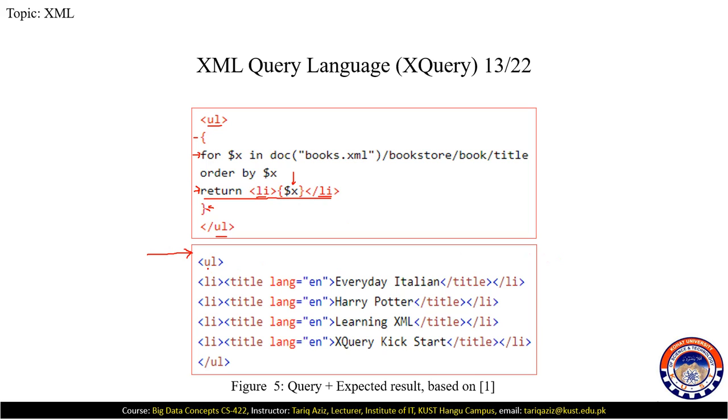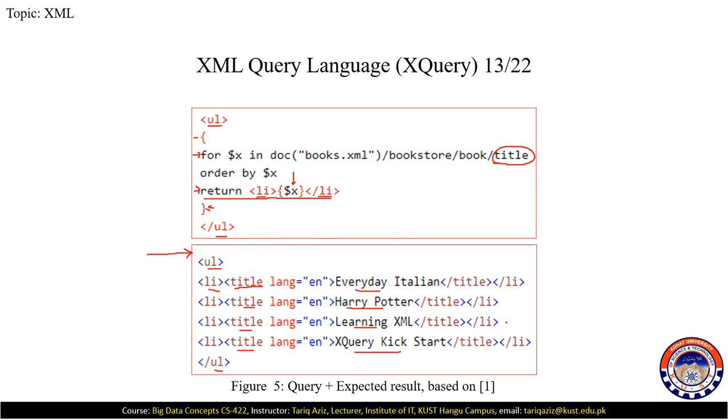Now look at this, the UL tag and the closing UL tag, then the LI tag, okay, title, because we retrieved the title. Look at the end element here. We want the title elements, so this query retrieved all the titles. Everyday Italian, next title, Harry Potter, the third title, Learning XML, the fourth title, this.